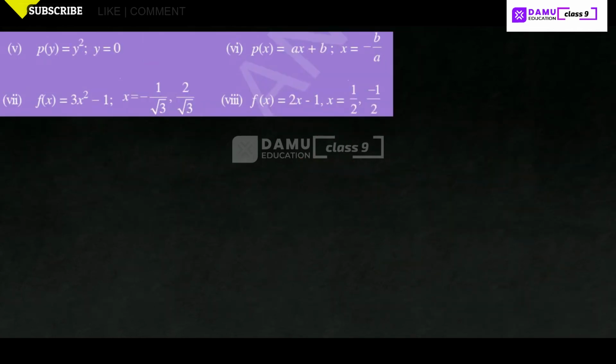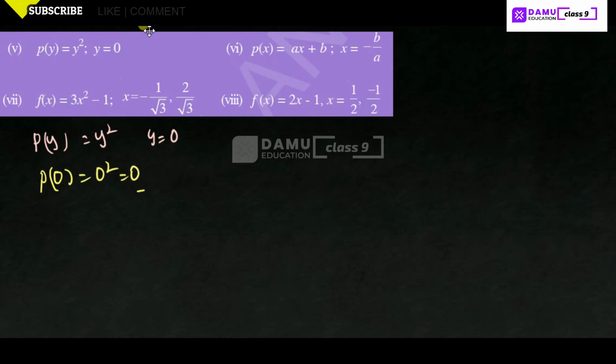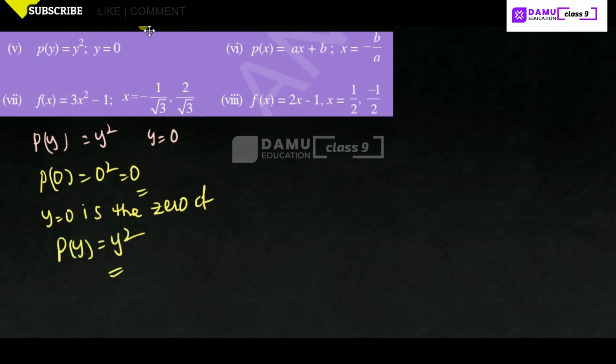So our next one is the fifth one. What is that? p of y will be equal to y square. Then y equals 0. So let's substitute y equals 0, that is p of 0 will be equal to 0 square, that will be 0. Then what you can say, yes, y equals 0 is the zero of p of y equal to y square. Then this is the fifth one.